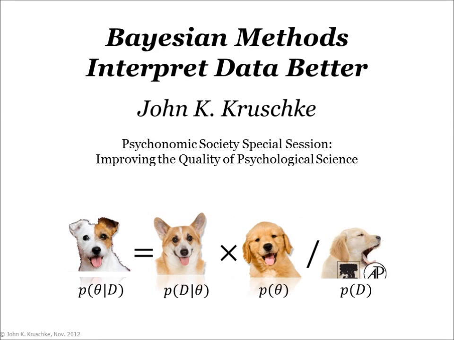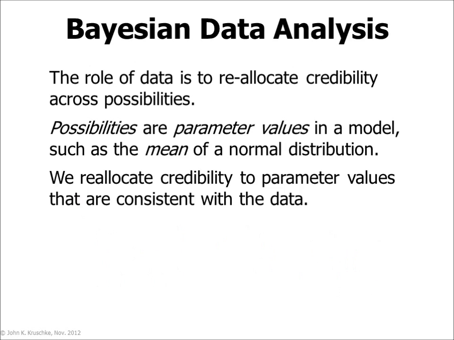Thanks very much for spending a few minutes with me to learn some ways in which Bayesian methods interpret data better than null hypothesis significance testing. In Bayesian data analysis, the role of data is to reallocate credibility across possibilities. The possibilities are parameter values in a model, such as the mean of a normal distribution. We reallocate credibility to parameter values that are consistent with the data.